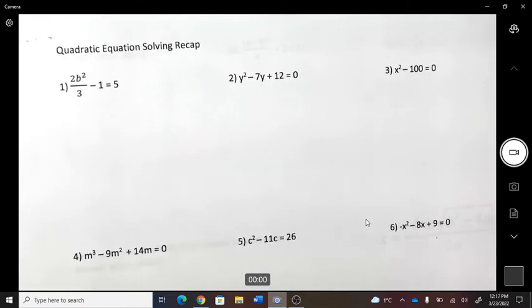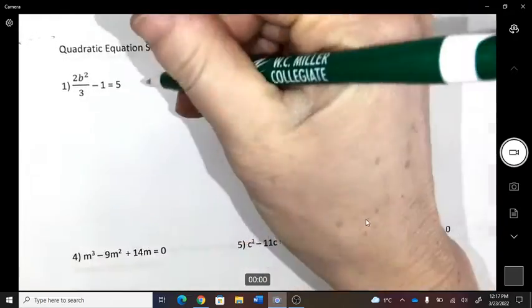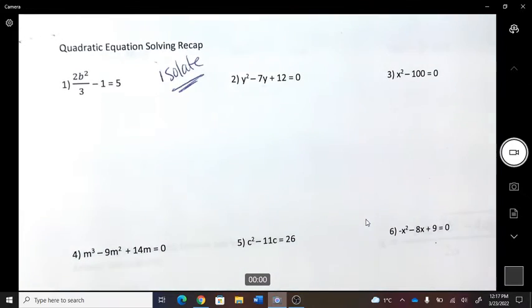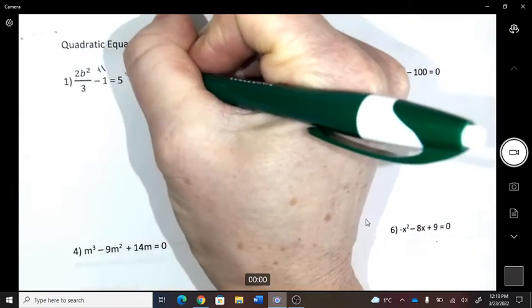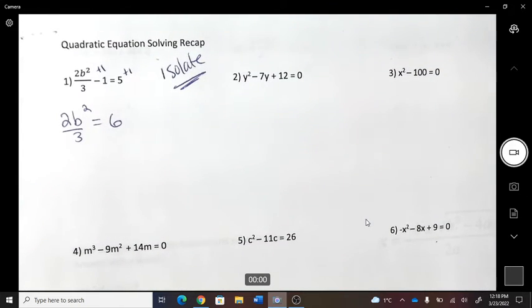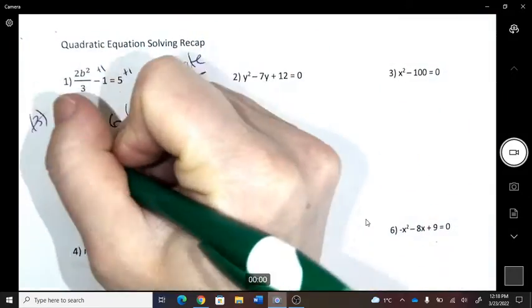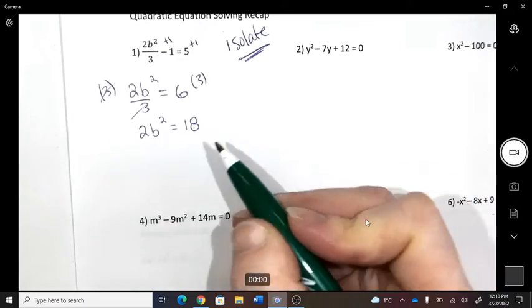Okay, number 1. Where are you with that chart that I just explained? One variable or the two variable side? One variable, so isolate. That's the strategy. Okay, what are you going to do mathematically first? We ought to move one thing at a time. The 2, the 3, or the 1 part? Which one would you like to do first? The 1, so I'm going to add 1. Okay, I'm going to times by 3. And then I'm going to divide by 2.